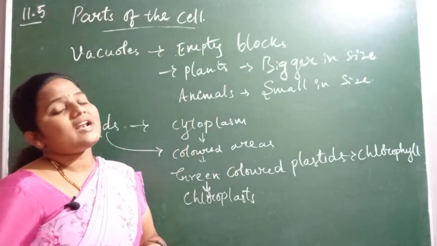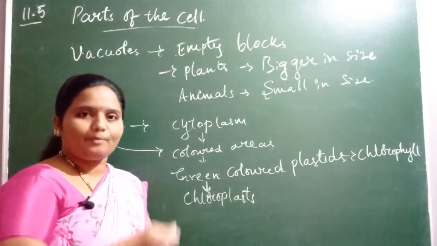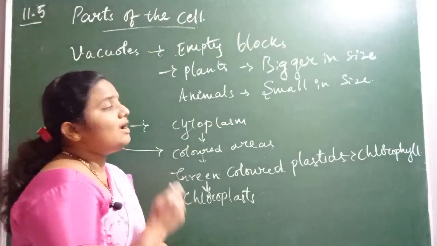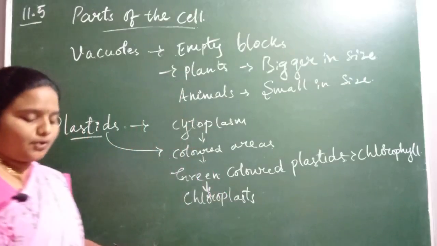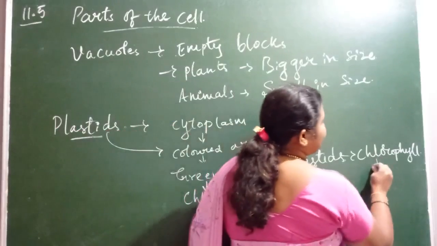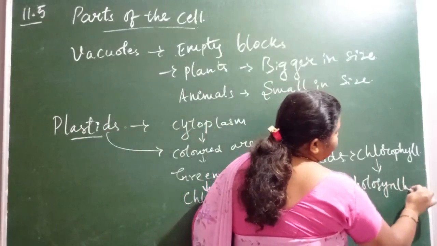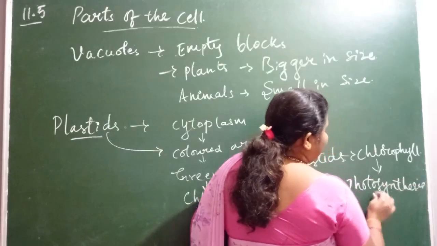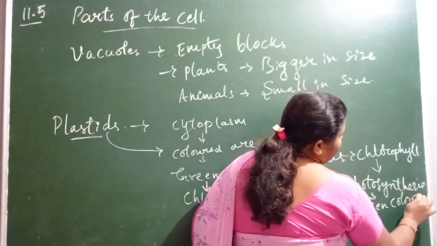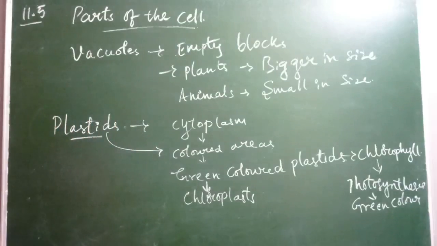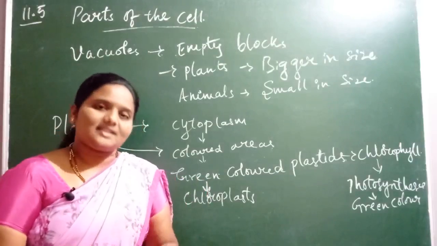Whereas in humans, our blood is red due to hemoglobin. Got it, children? So in the plant body, the main function of chlorophyll is what? To carry out photosynthesis and to give green color to the plant body. So children, this is all the different parts of the cell.